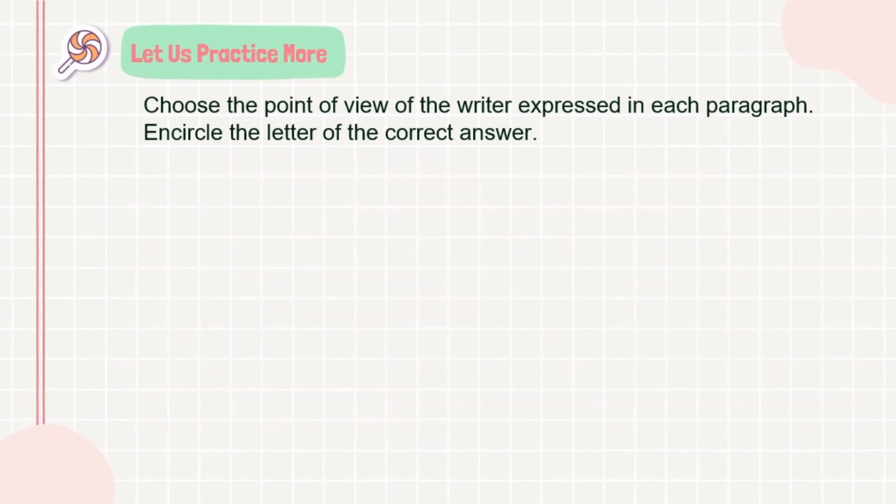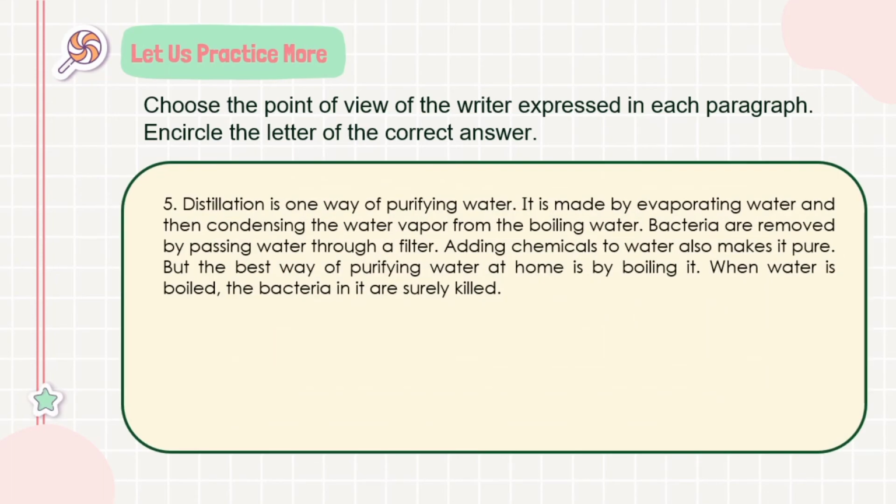How about number 5? Distillation is one way of purifying water. It is made by evaporating water and then condensing the water vapor from the boiling water. Bacteria are removed by passing water through a filter. Adding chemicals to water also makes it pure, but the best way of purifying water at home is by boiling it. When water is boiled, the bacteria in it are surely killed.